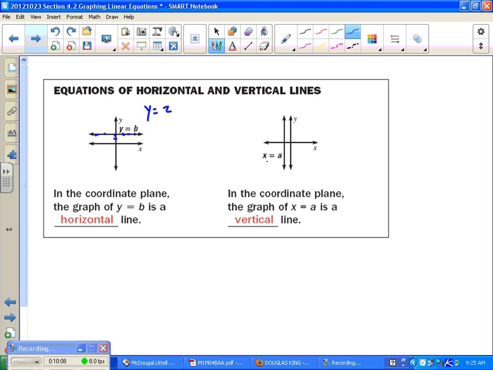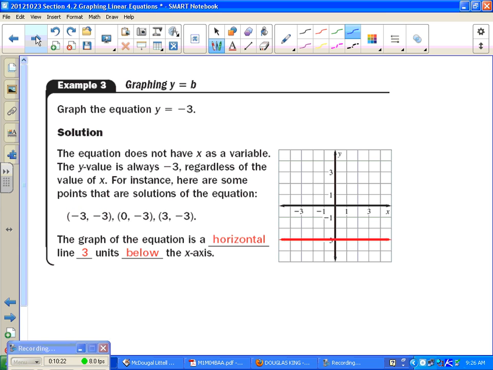Notice this one says x's value is a constant. The fact that it's a or b doesn't matter. It's the fact that a's value or x's value is constant the whole time. X is 1, x is 1, x is 1. It doesn't matter what your y value is. X is 1. It'll give you a vertical line.